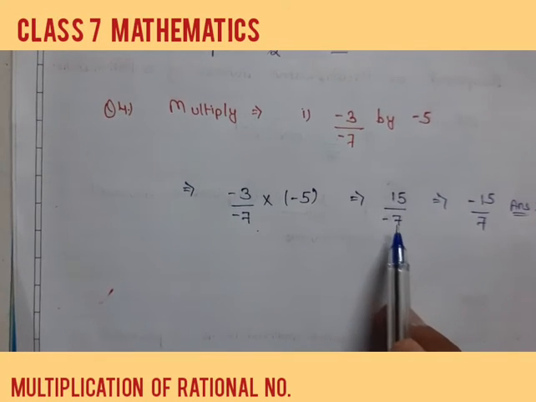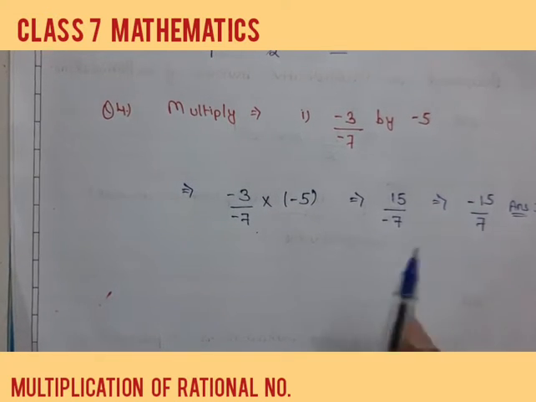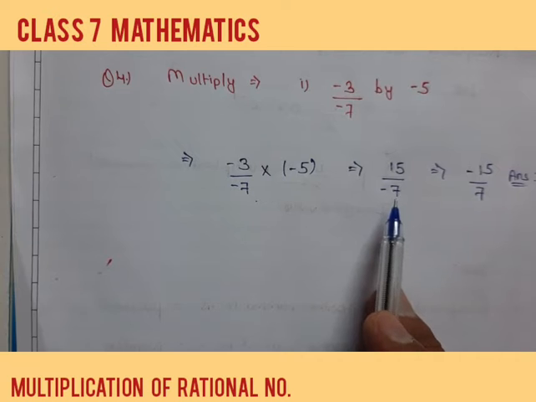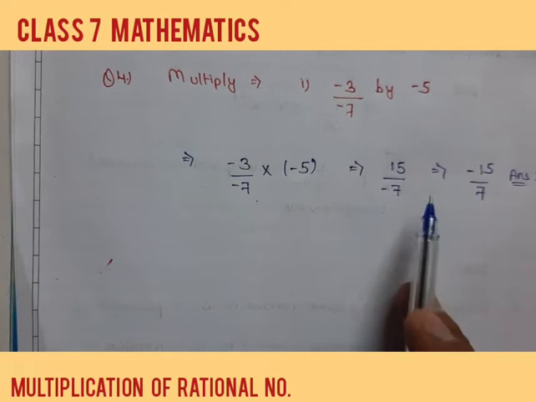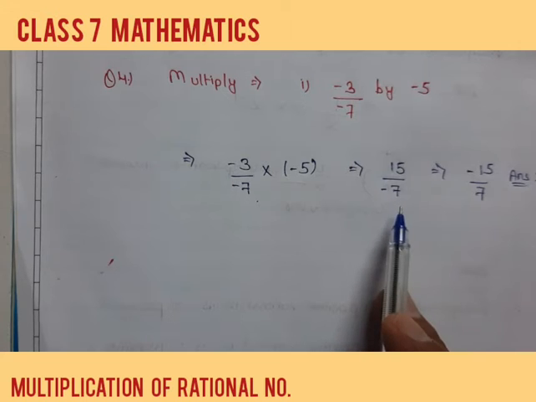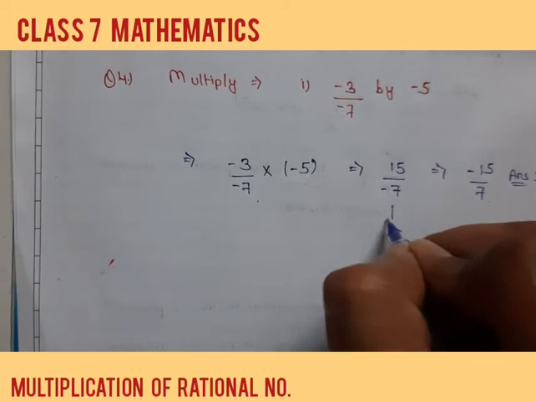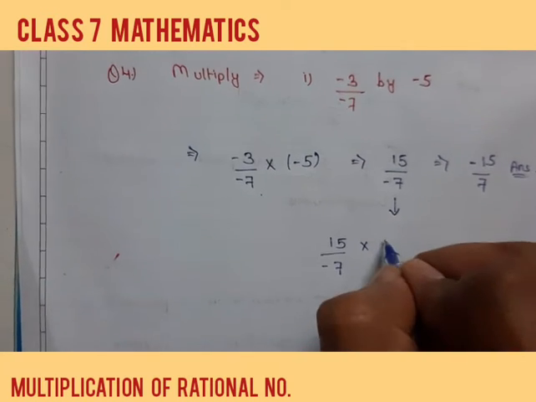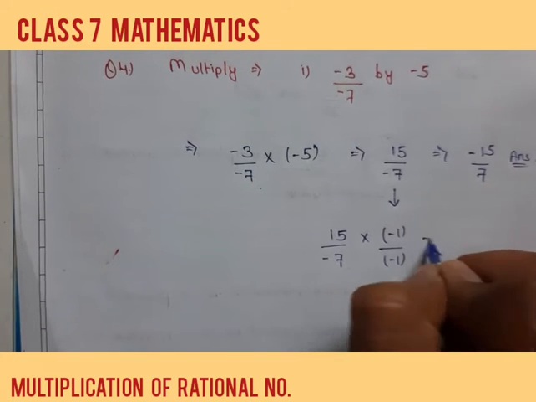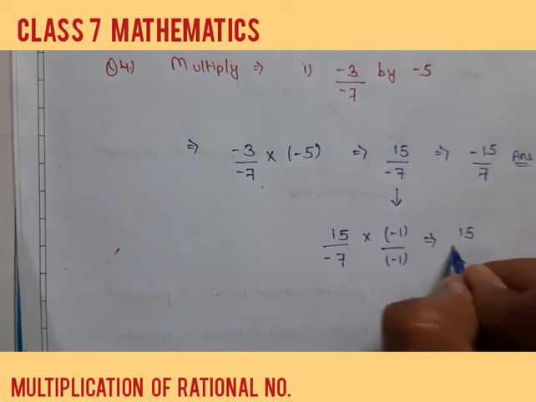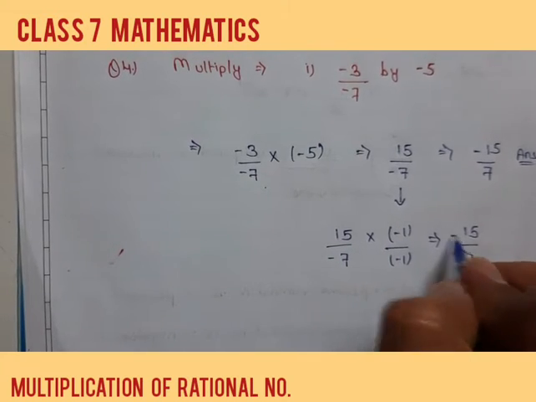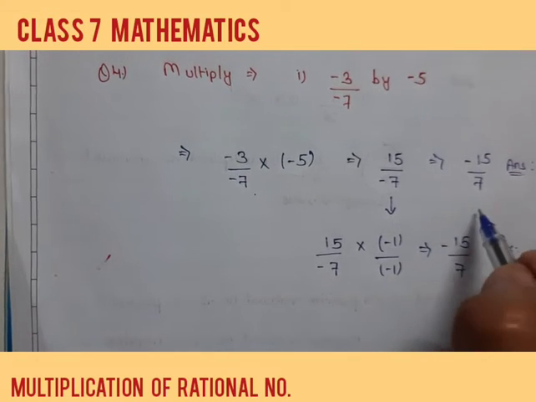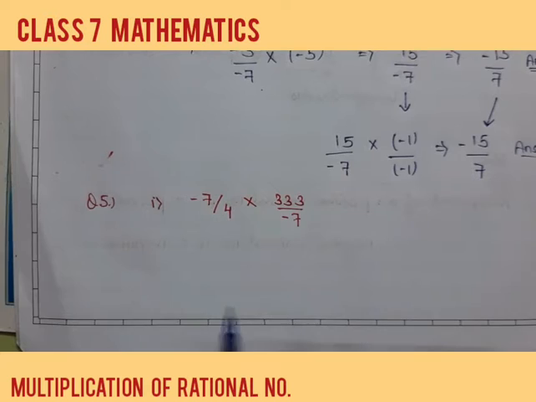Now I hope you know how this minus 7 became minus 15. See, the denominator value can never be in negative form. So for converting the denominator from negative to positive, we multiply the numerator and denominator by a common factor, that is minus 1. Its elaboration will be 15 upon minus 7 into minus 1 upon minus 1. So 15 into 1 is 15, 7 into 1 is 7, plus into minus is minus, minus into minus is plus. So this is how we get this form. Both are same. Now let's see the next question.